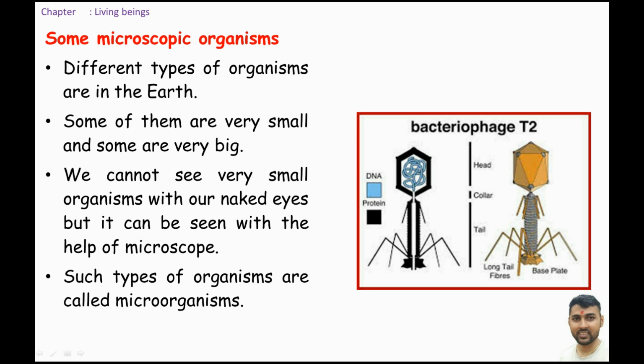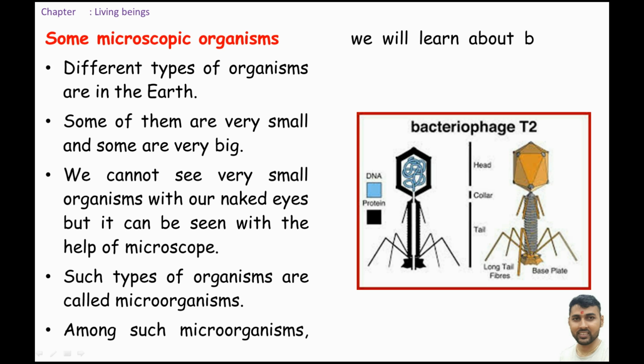A microscope is the instrument which is used to see very small organisms, generally unicellular organisms. As we cannot see such small organisms with our naked eyes, we need a microscope. Such organisms, which are very small, not visible by our naked eyes, and need a microscope to see, are known as microorganisms.